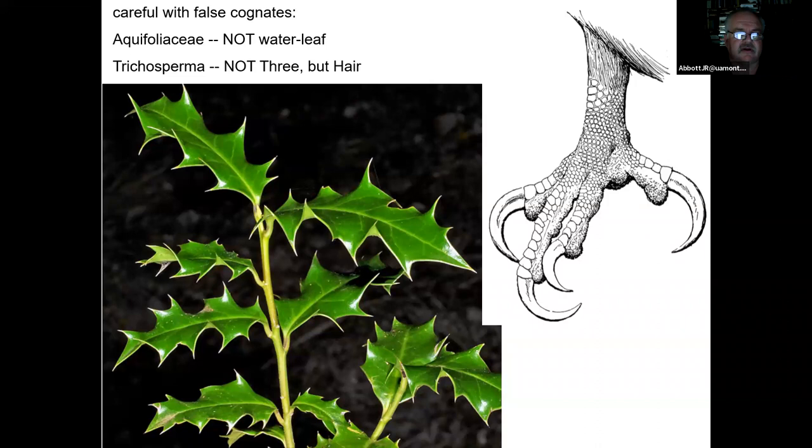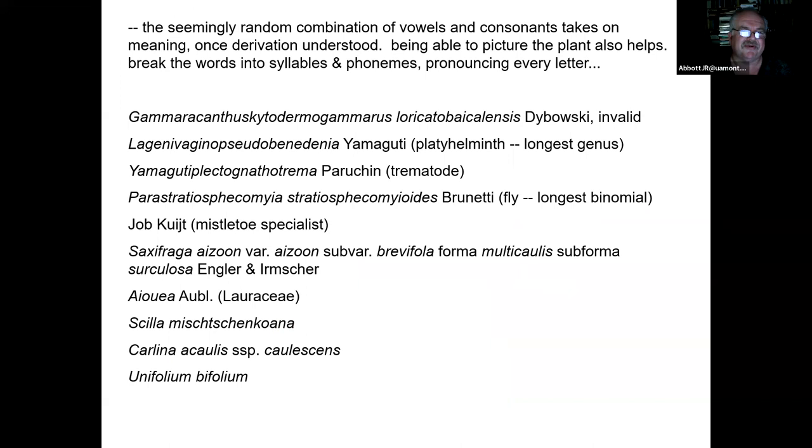And so what we're left with, though, is this idea that we can still sometimes have these just incredibly ridiculous names, right? Most people are put off by short names. Quercus alba seems to be the end of the world for some students, right? Look at something like this, the Gameracanthus chytoderma gamarus, Loricata bicalensis. Oh my God, yeah. And one of the things to keep in mind is that there are actually root words in there.